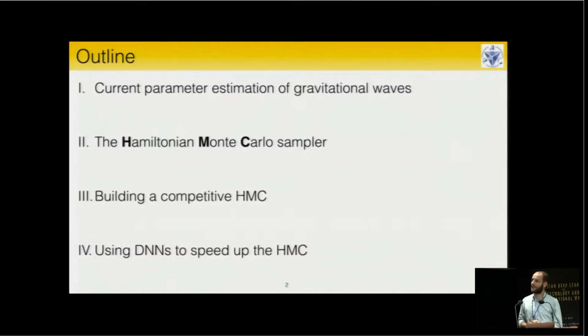Firstly, I'll quickly review how we do parameter estimation for gravitational waves. Then I'll go on to the Hamiltonian Monte Carlo, so the HMC. Thanks to Tom this morning, you had an introduction on how it works, so hopefully I can go a bit fast on this. We'll see that there's a main bottleneck in the HMC, and in the third part, we'll see how we can circumvent this to build a competitive HMC. And it's only in the last part that I'll introduce how you can use DNNs to speed up your Hamiltonian Monte Carlo.